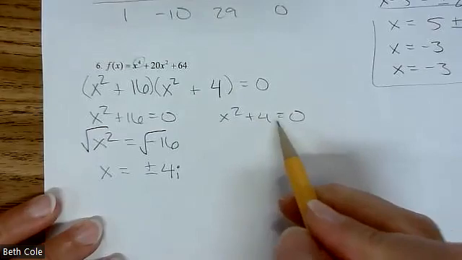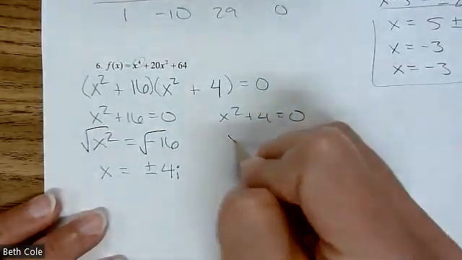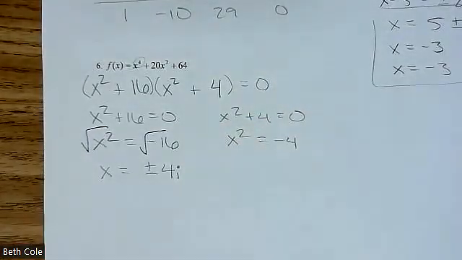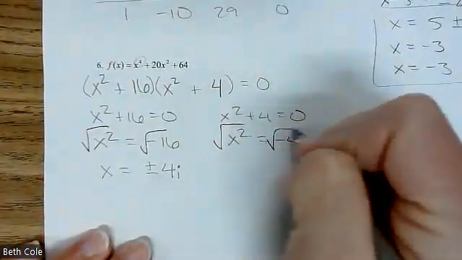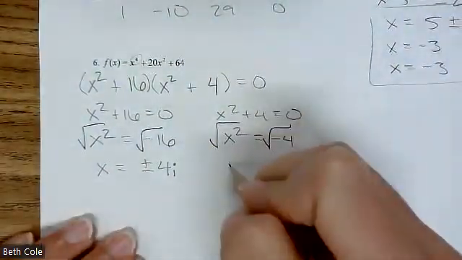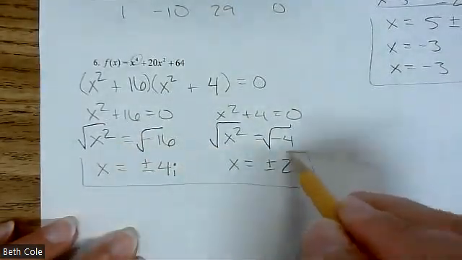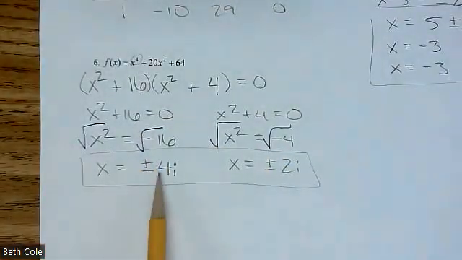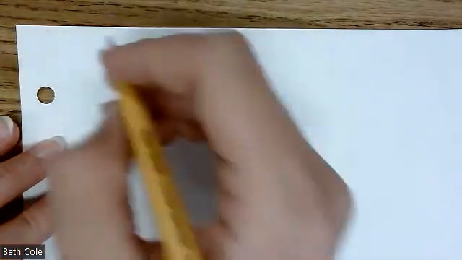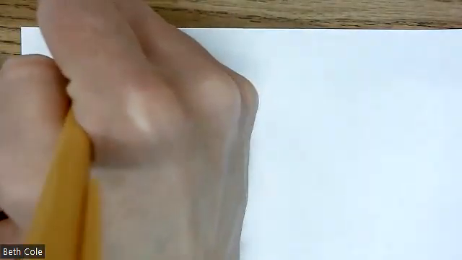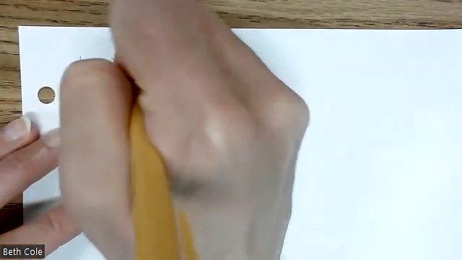All right, how about this one? What would you do to solve this one? Minus 4, square root. It'll be plus and minus 2i. So question, did we get 4 answers? Yes, because this is 2 and that's 2. All right, so I'm going to do one more with us all together, and then I'll give you one to try with those around you, okay?